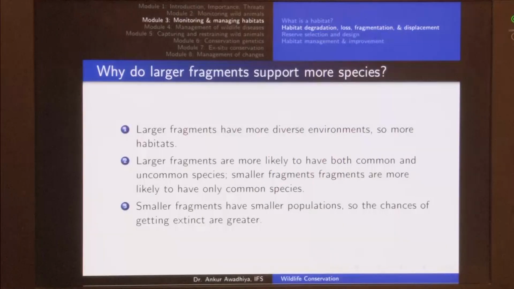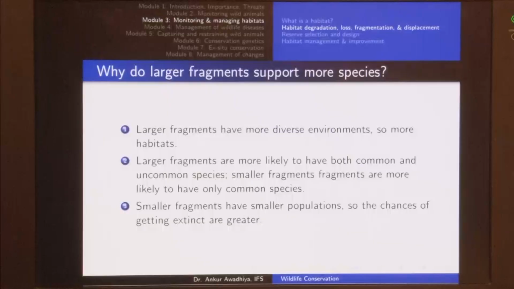of species. Secondly, large fragments are more likely to have both common and uncommon species, whereas smaller fragments are more likely to have only the common species. So, when we have a larger fragment, because of a diversity of habitats, we might have species that are found very rarely, whereas in a smaller fragment, we will have more of the common species.